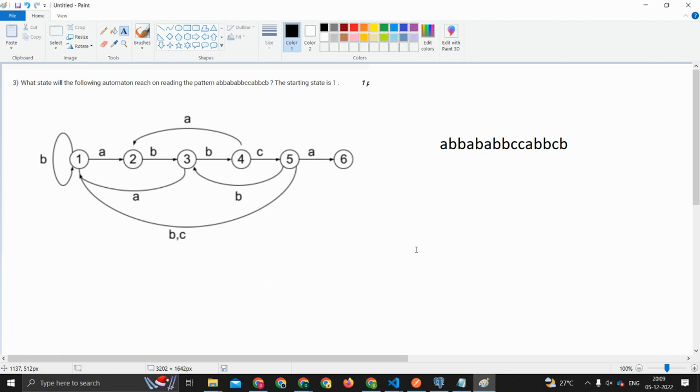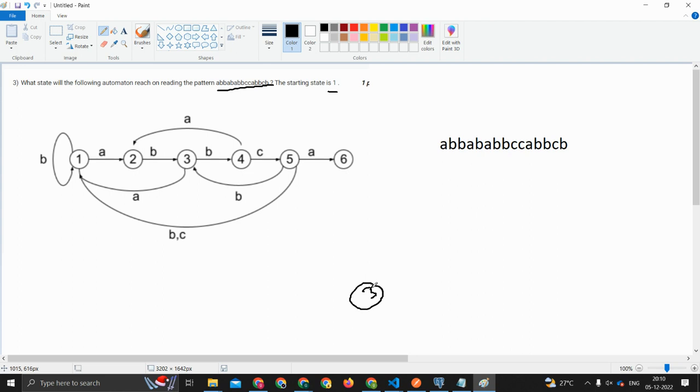Yeah, but where is the text? How can we compare? So actually this diagram is for the pattern. What state will the following automaton reach on reading the pattern? Okay, the answer for this question is 3.